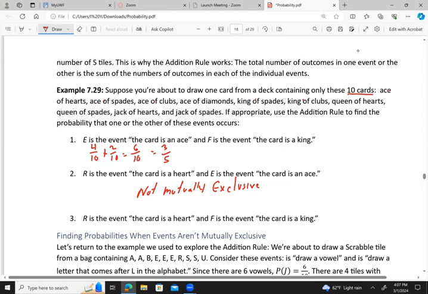R is the event the card is a heart, and F is the event the card is a king. So how many hearts did we have? 3. The probability of a heart is 3/10. Probability there were 2 kings. And note, we have a king of spades and a king of clubs, but not a king of hearts. 5/10 or 1/2.